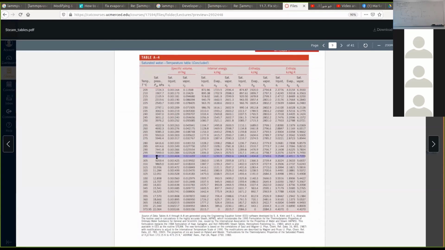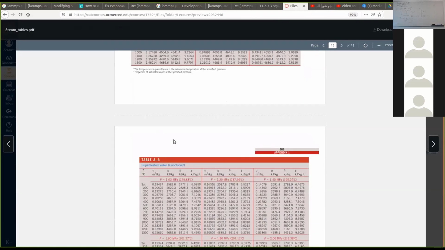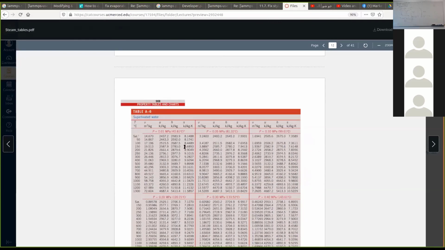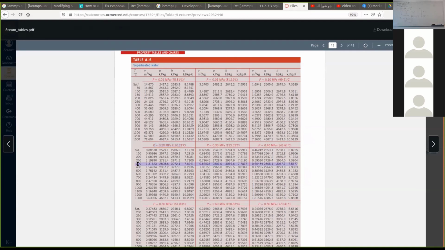The pressure is 200 kilopascal, but the saturation pressure here is 8,000. That's very huge. It means I am superheated, because my pressure is much lower than saturation pressure. So go to table A6. My pressure is 200, which is 0.2 megapascal, so go to pressure 0.2, temperature of 300, this one.